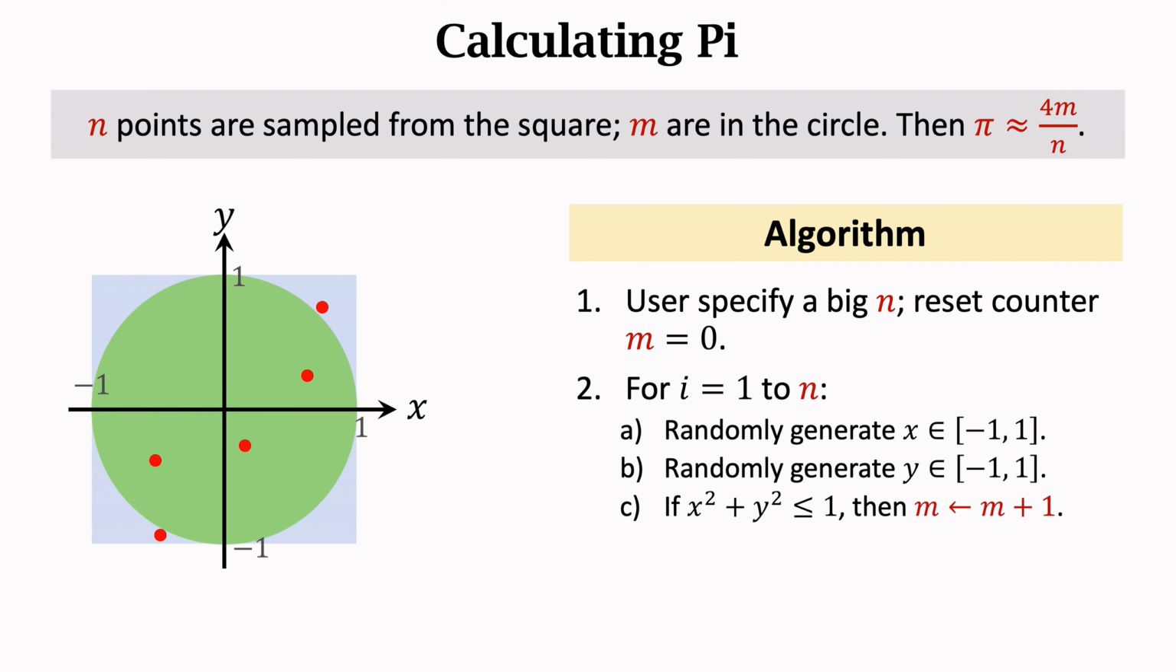Secondly, repeat the random sampling n times. In each round, sample a point x, y uniformly at random. x and y are both from the interval between 0 and 1. If the point x, y is in the circle, then increment m by 1. After step 2, we know the number of points inside the circle. The number is m. Finally, return the estimate of pi using m and n. Pi is approximately 4m over n.